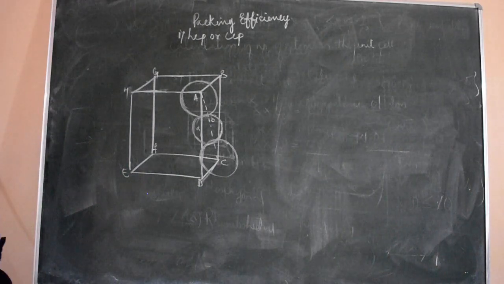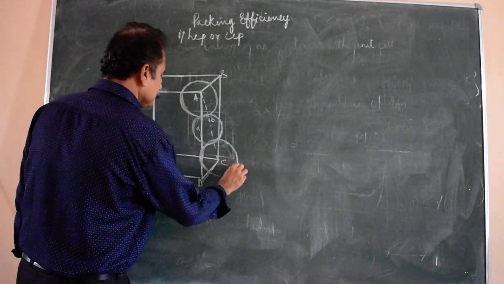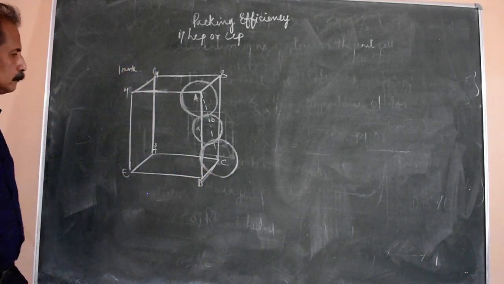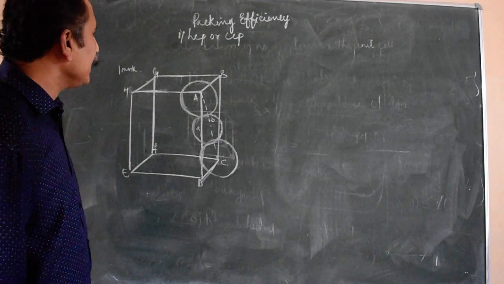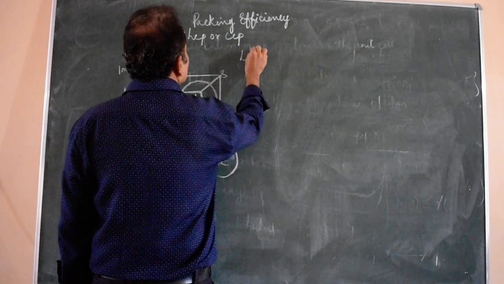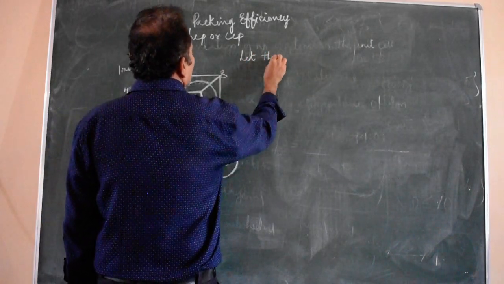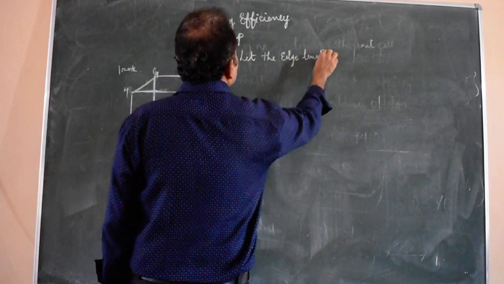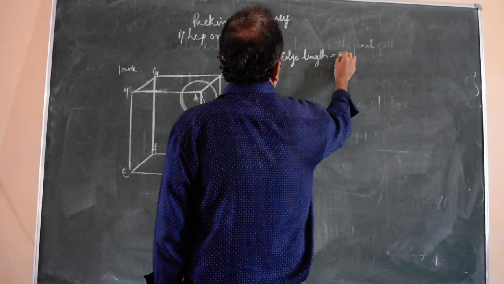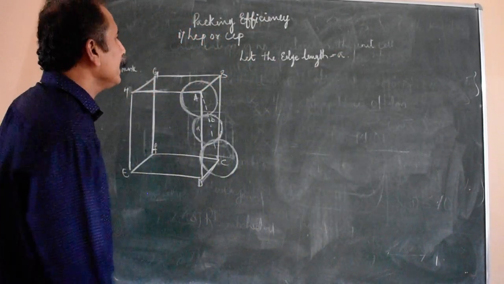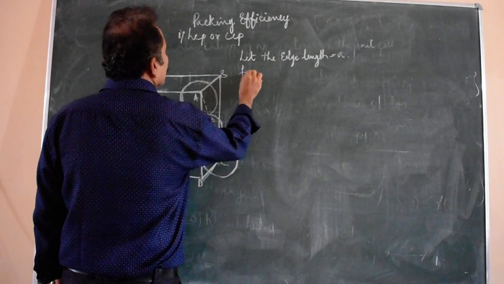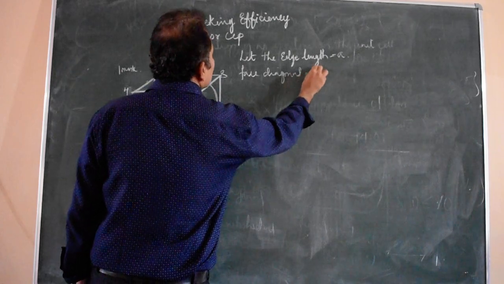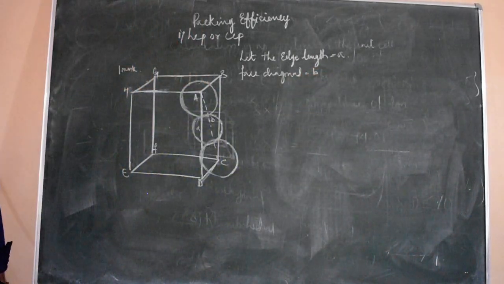Okay, so this is the diagram, and you will get 1 mark for the diagram. Okay, then the derivation. Let the edge length be A and the face diagonal equal B. Face diagonal is B.